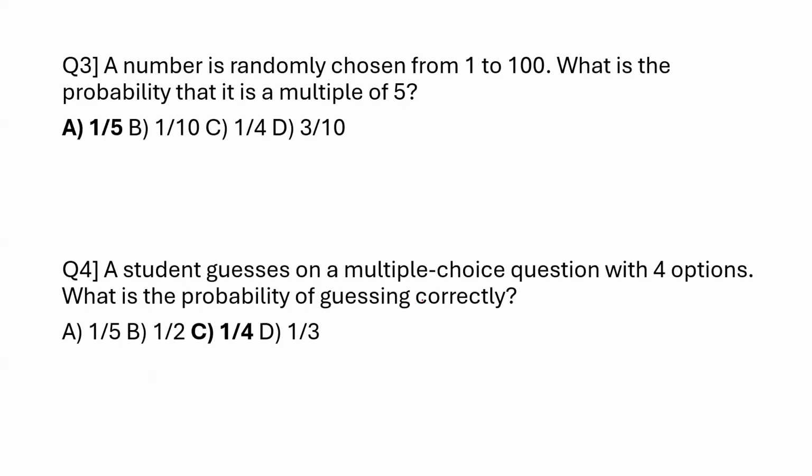Next question. A student guesses on a multiple choice question with four options. Let's say here you have a problem and it has option 1, 2, 3, and 4. Student is guessing. What is the probability the guess is correct? So only one correct answer is there, na? So one is the correct option. And how many total options are there? 4. So it is 1 by 4. So the correct option is 1 by 4.